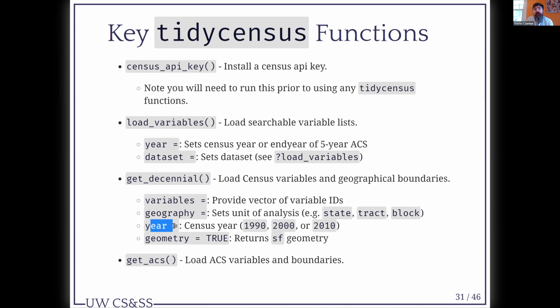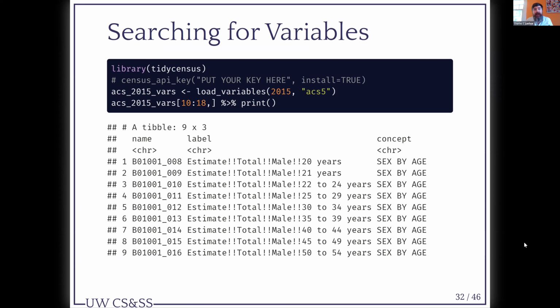You'll give it a year, which is the census year you want for census data, or an end year for the ACS. And then if you want it to give you a geometry, you can say geometry equals TRUE, and it will return an sf geometry column. Similarly for get_acs, same arguments, but you just give it an ACS end year and it gives you ACS data. Okay, so let's see it in action.